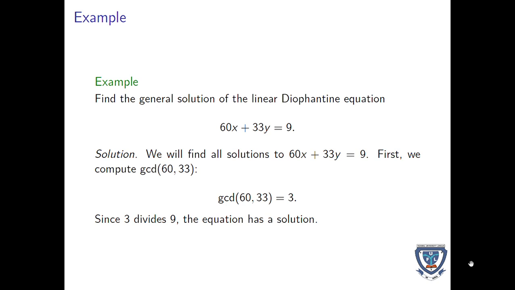Example: find the general solution of the linear Diophantine equation 60x plus 33y equal to 9. Solution: we will find all solutions to 60x plus 33y equal to 9. First, we compute the greatest common divisor of 60 and 33. If you do that properly, the answer will be 3. And since 3 divides 9, the equation has a solution.